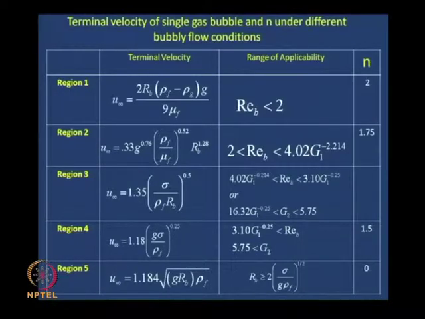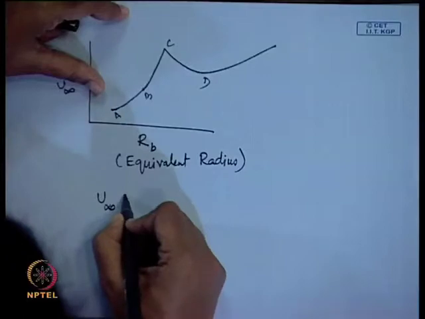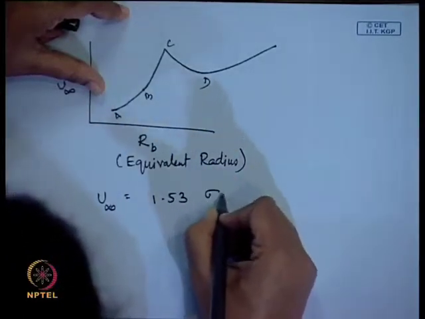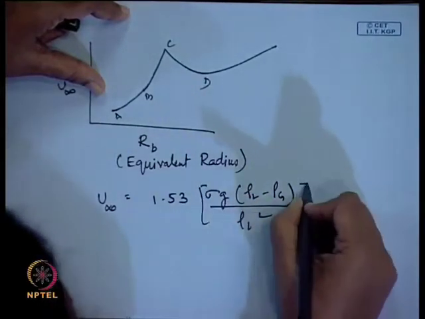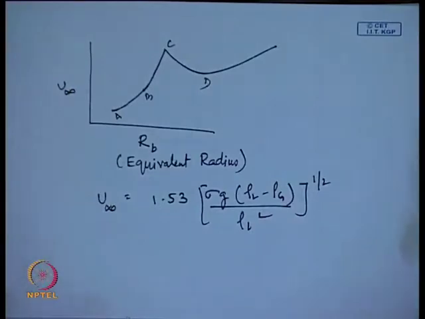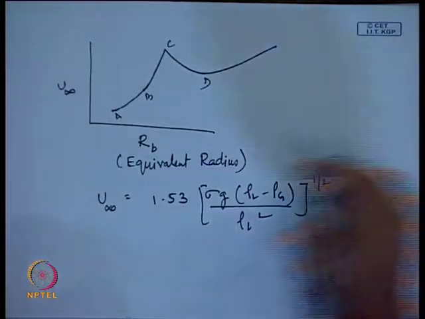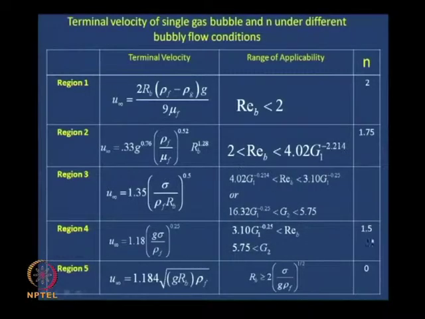As far as I remember, this region 5 expression is 1.53 times sigma g into rho L minus rho g over rho L square, whole to the power half. It is something of this sort, as far as I remember. I am not very sure about it, but the region 5 expression is not correct here. In region 4 and region 5, the rise velocity expressions are independent of equivalent bubble radius, and they are a function of liquid properties only.